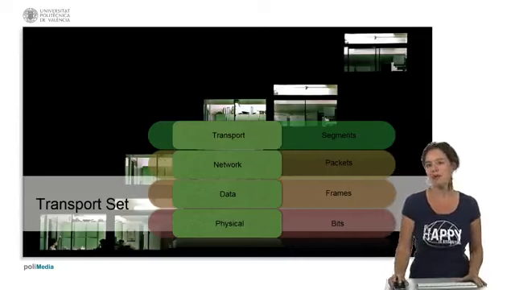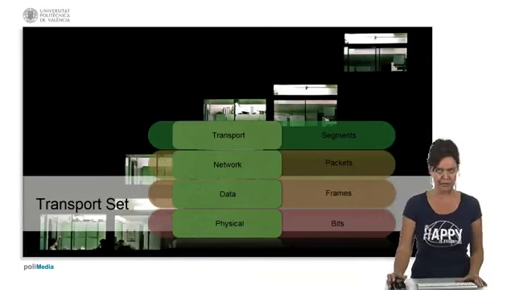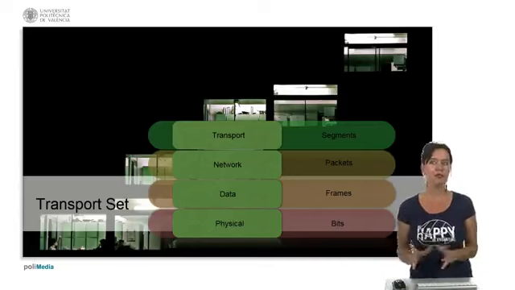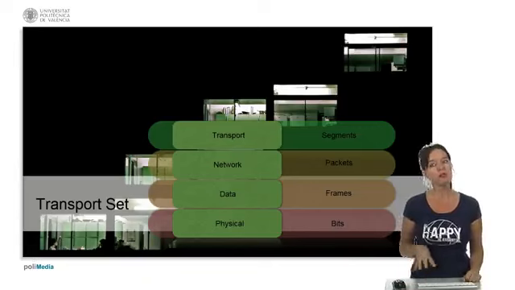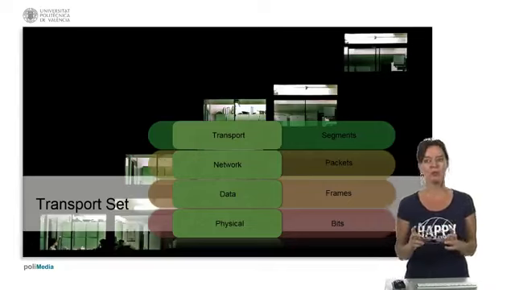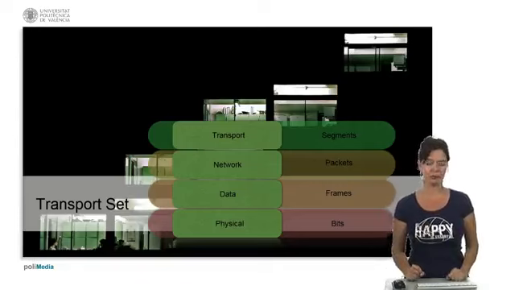So the upper layer of this transport set is the transport layer. And this layer provides a transparent transfer of data between end systems or hosts. And it's responsible for end-to-end error recovery and flow control. And this is actually the lower layer that works between end computers, and it ensures complete data transfer.